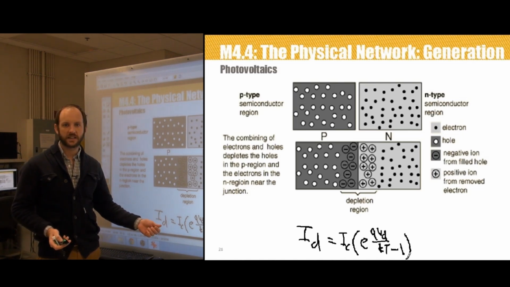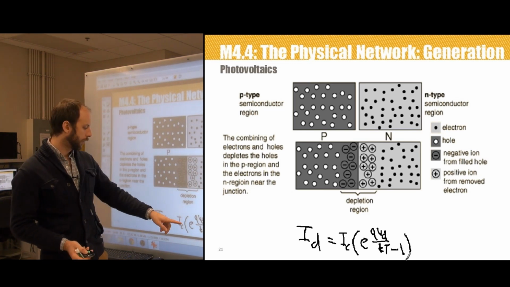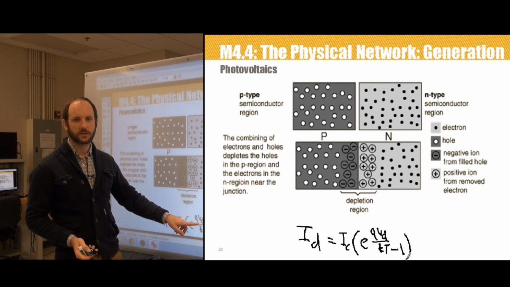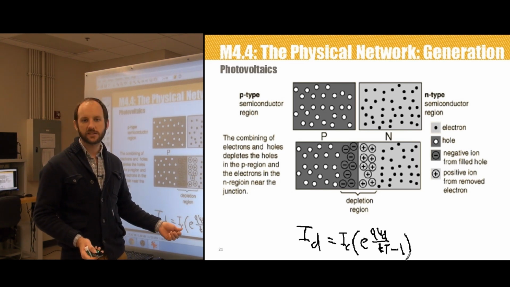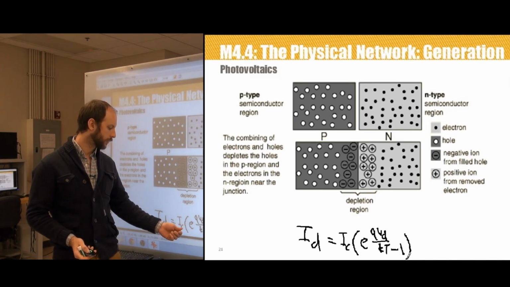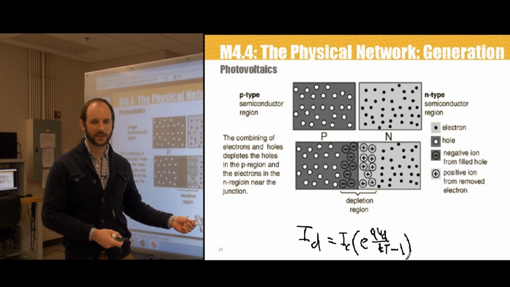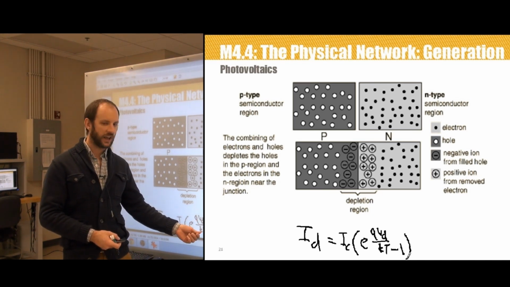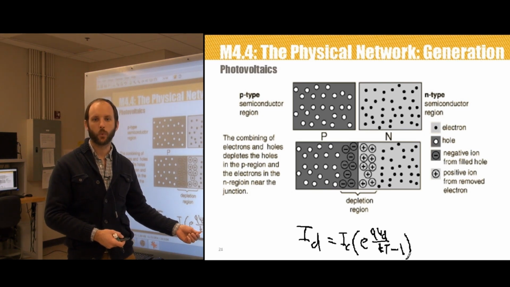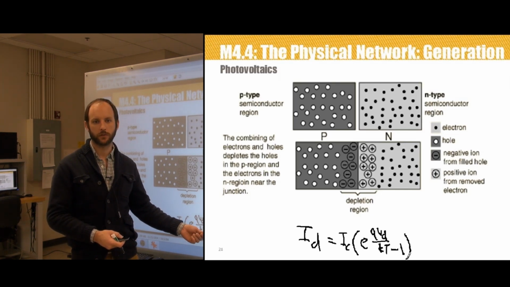In this equation, ID is the diode current that flows from P to N. VD is the voltage applied from the P side to the N side. I0 is called the reverse saturation current. Q is the electron charge, equal to 1.602 times 10 to the minus 19th coulombs. K here is Boltzmann's constant, 1.381 times 10 to the minus 23rd joules per Kelvin. T is the junction temperature in Kelvin.